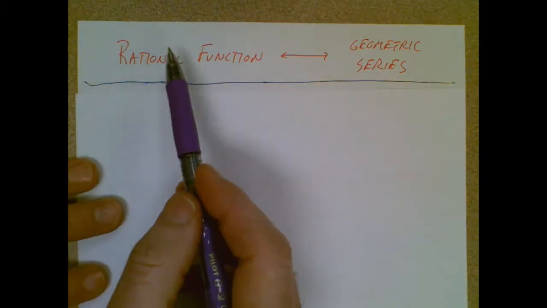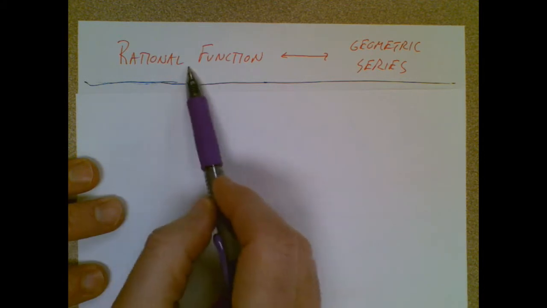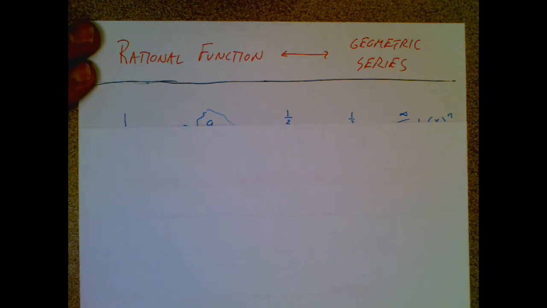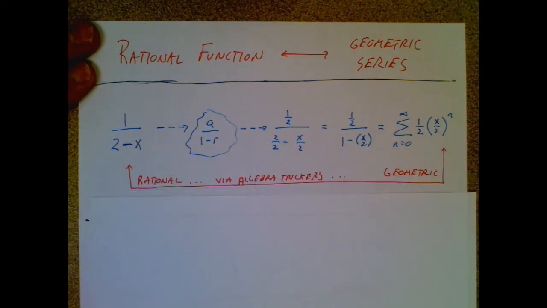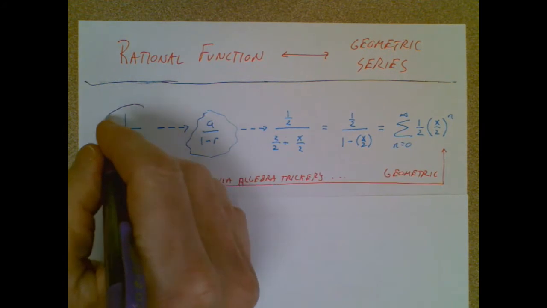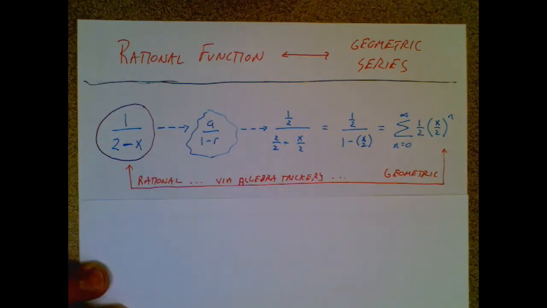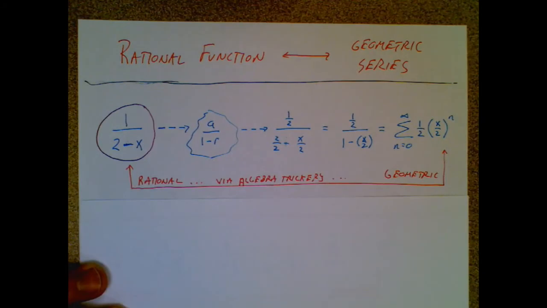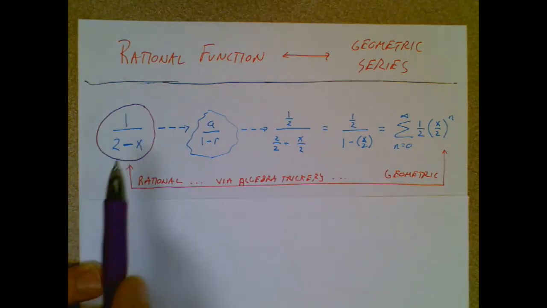And for today, we're just going to say, hey, you see this rational function? You may not even know what that is. Let's make a geometric series out of it. Here's what I mean by that. In this problem that you're looking at right there, ignore all the mumbo jumbo for a second. We have a rational function. It's 1 over 2 minus x. It's a rational function because it's written like a fraction or a ratio.